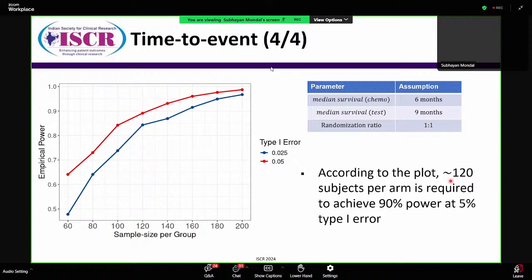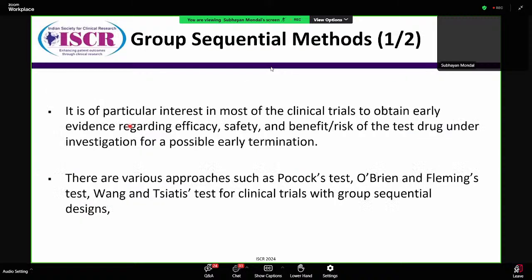So this makes it very complicated. That's why simulation comes into the picture. But for a simplistic study design, you can calculate the sample size like this. Now, these are the three types of endpoints that I have discussed so far, and I will just finish my presentation with a short discussion on group sequential methods.